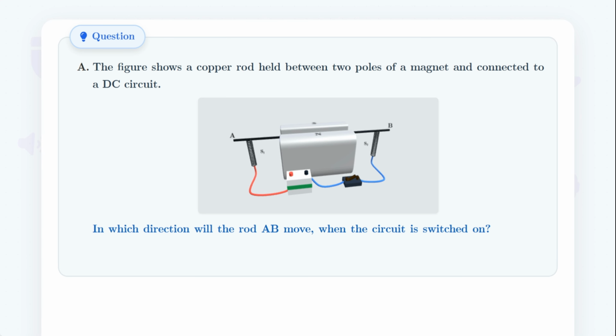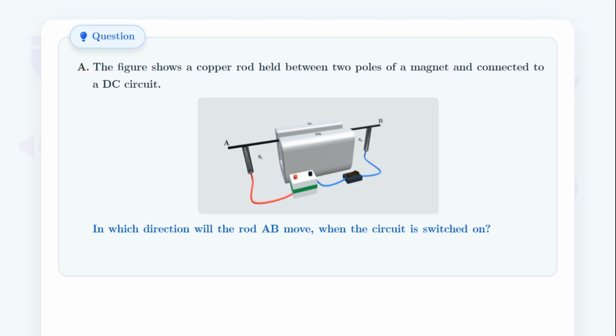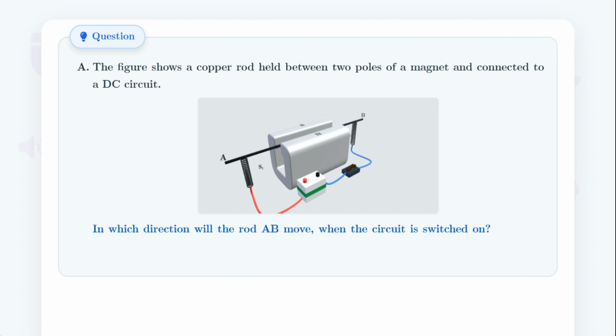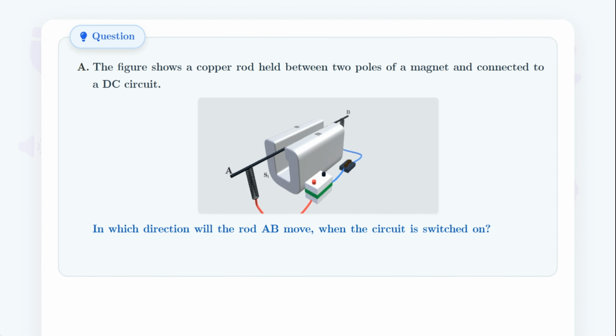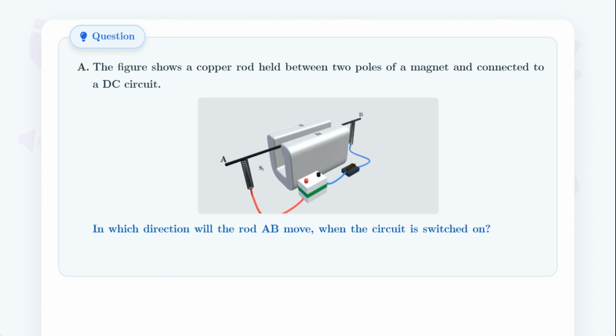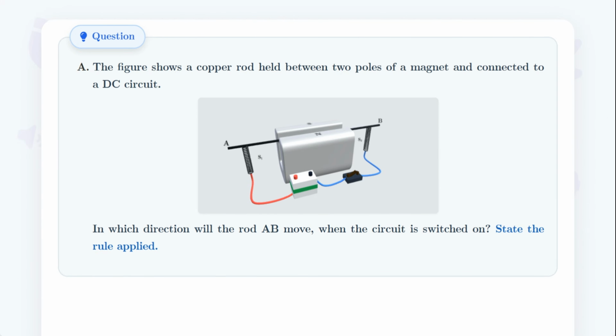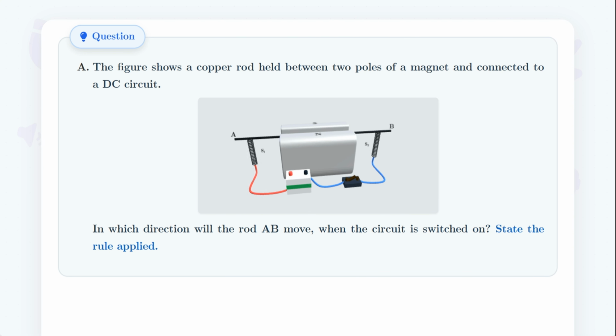Now, here is the core question for part A. Imagine we turn that switch on. Electric current will start flowing through the rod. In which direction will the rod AB move? And what rule do we apply to figure this out?